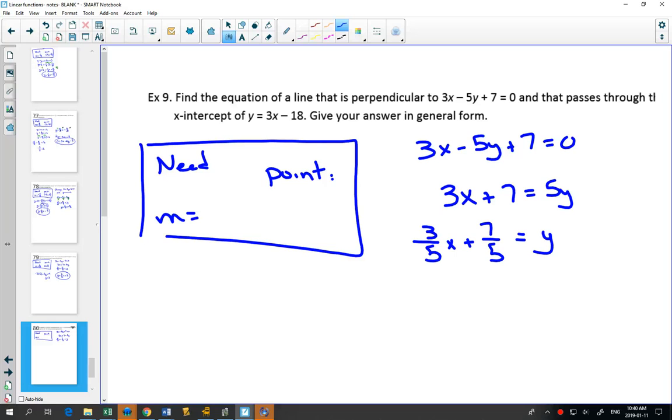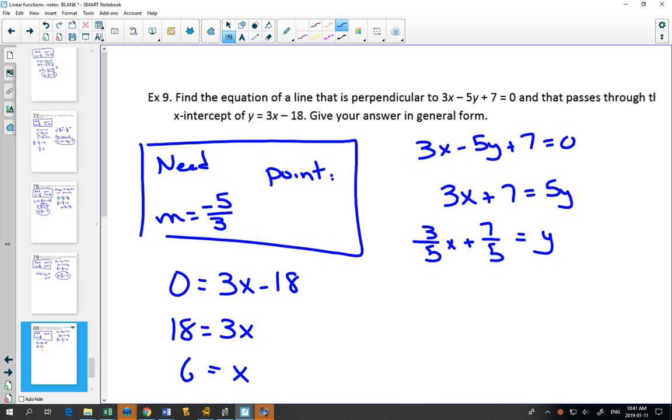The slope of that line is 3/5. So the slope of our line, now that it's perpendicular, will be the negative reciprocal. And it passes through the x-intercept. Prepare yourself. How do you find an x-intercept of an equation? Make y equals 0. Good. So if I make y equals 0, I'm going to get 3x minus 18. Add 18 to both sides. Divide both sides by 3. And I have an x-intercept.